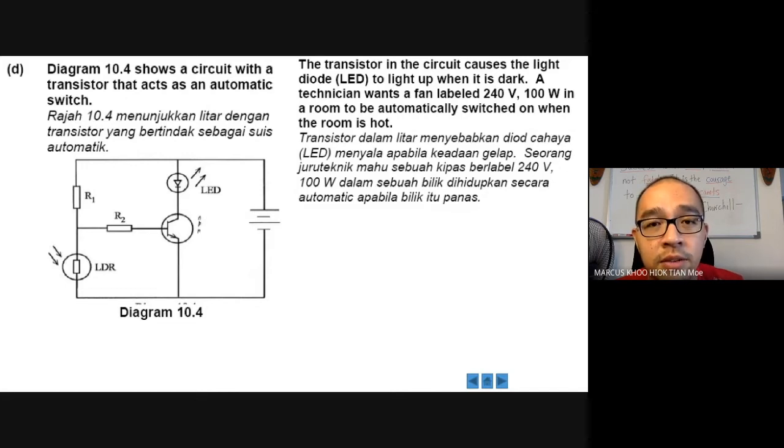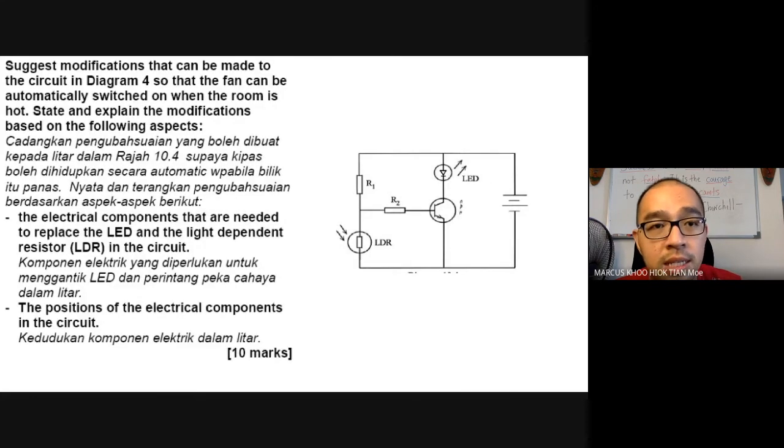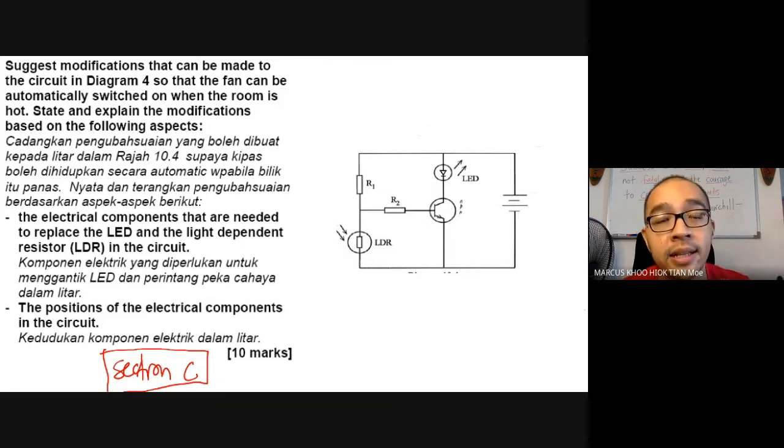A technician wants to put a fan in the room to be automatically switched on when the room is hot. Suggest the modifications that can be made. So this is a section C question. Just to remind everyone, the section C question is a compulsory question. You have no choice. There's only one question in section C and you must answer.